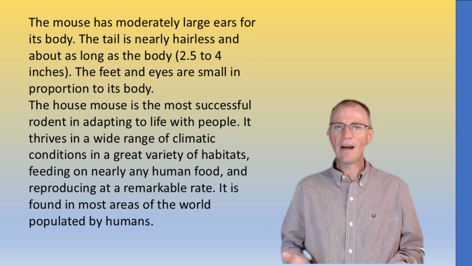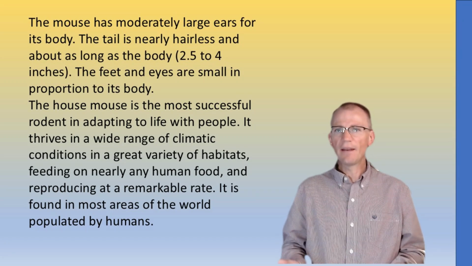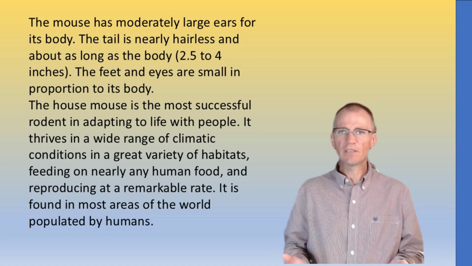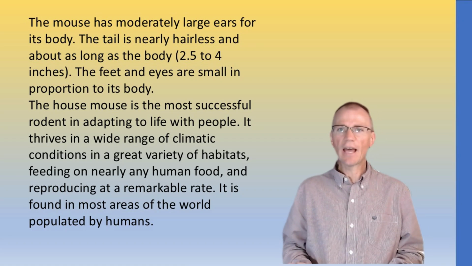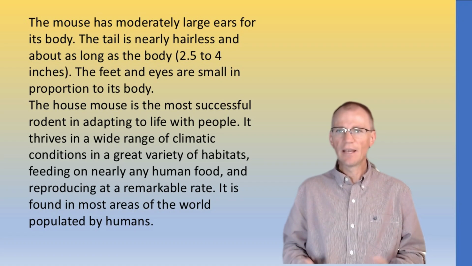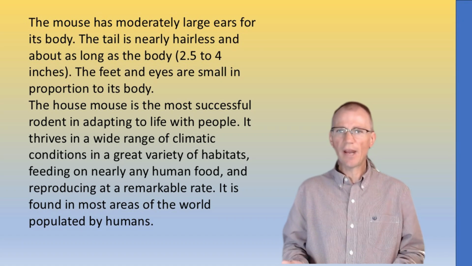The mouse has moderately large ears for its body. The tail is nearly hairless and about as long as the body, 2.5 to 4 inches. The feet and eyes are small in proportion to its body. The house mouse is the most successful rodent in adapting to life with people. It thrives in a wide range of climatic conditions in a great variety of habitats, feeding on nearly any human food and reproducing at a remarkable rate. It is found in most areas of the world populated by humans.